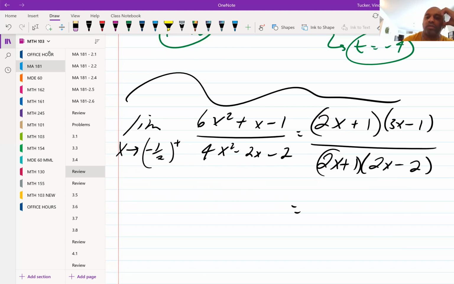Okay. So we have 2x plus 1 times 3x minus 1 up top, 2x plus 1 times 2x minus 2 down bottom. I don't have to worry about factoring the 2 out of here because it's not going to change anything as far as my answer is concerned. See how what cancels out in the numerator and denominator. That leaves us 3x minus 1 over 2x minus 2. And now we can plug in negative 1/2.